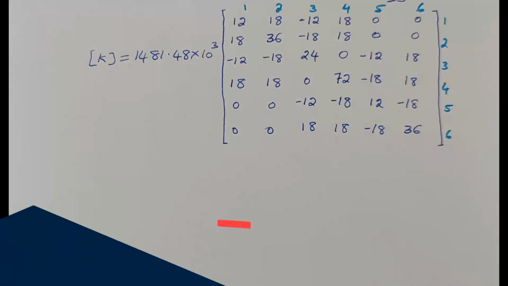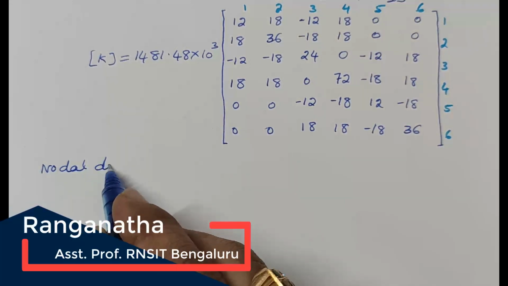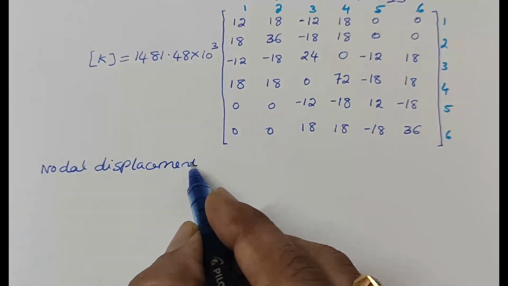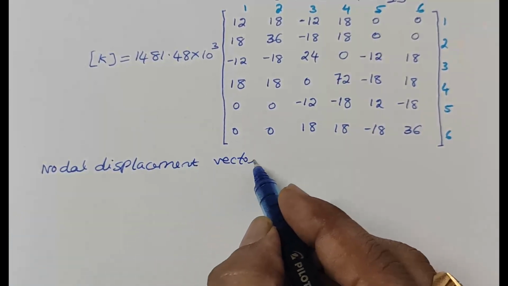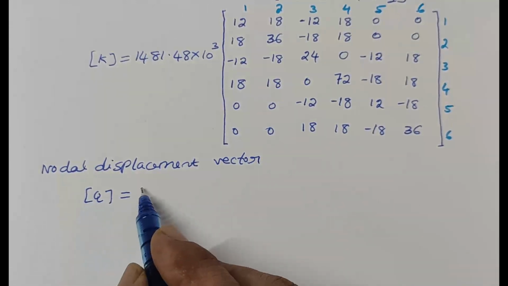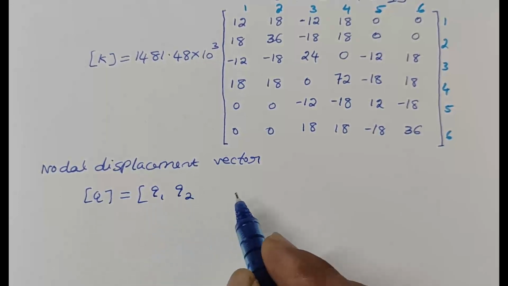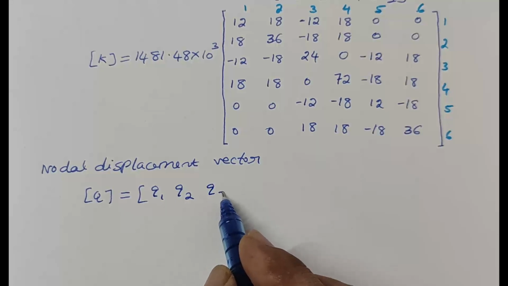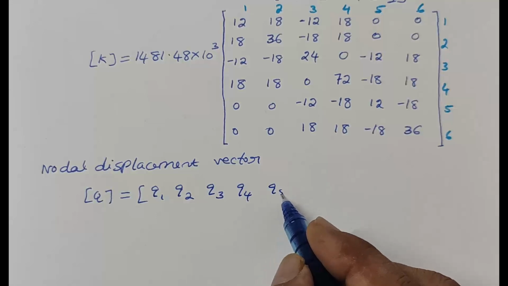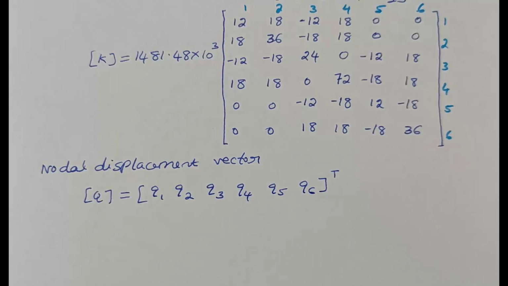Next is nodal displacement vector. It is Q is equal to, at node 1 the displacement is Q1, Q2. At node 2 it is Q3, Q4. At node 3 it is Q5, Q6 transpose. This is the nodal displacement vector.